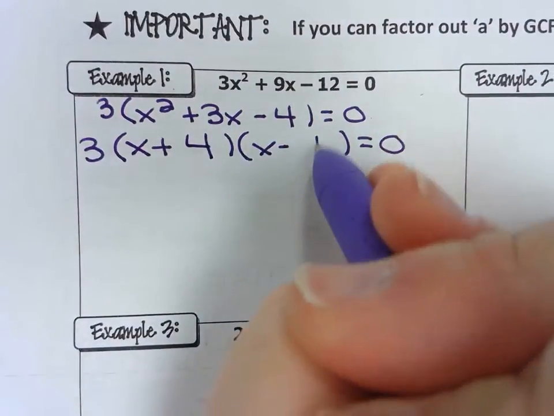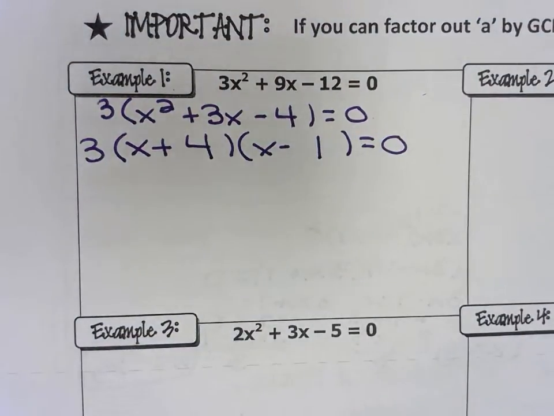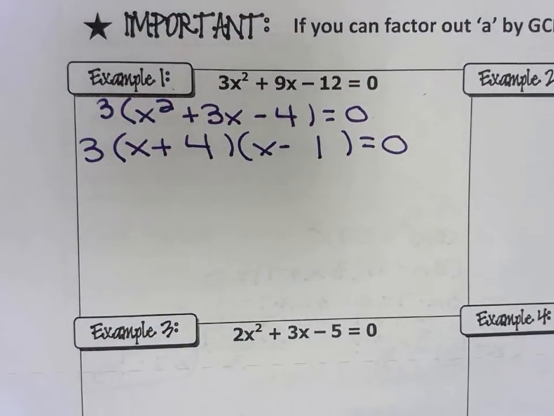4 and negative 1. Like I said, if the two numbers are next to each other, 1 will usually be one of your numbers, usually. 5 and 6 is a case where not always, but usually it will be. So x plus 4, x minus 1.